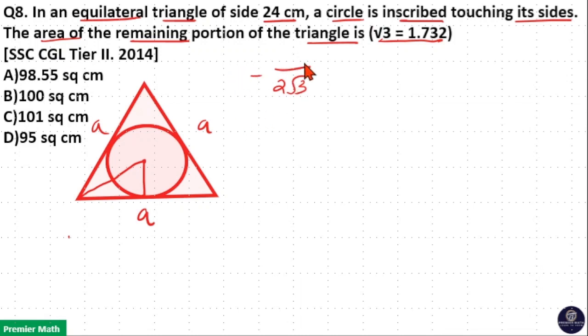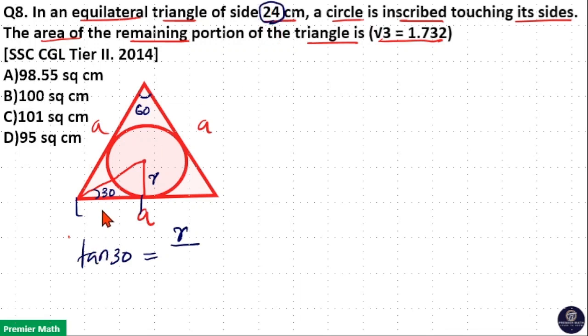But if you don't know this formula, just find it. Here the inner angle is 60 degrees in an equilateral triangle, which means this angle is 30 degrees. So tan 30 is equal to r, the radius of the inner circle, divided by the adjacent side. The adjacent side is a by 2, where a is 24 centimeters, so a by 2 is 12 centimeters. So tan 30 is r by 12, which means the radius is 12 into tan 30. Tan 30 is 1 by root 3, so r is equal to 12 by root 3.